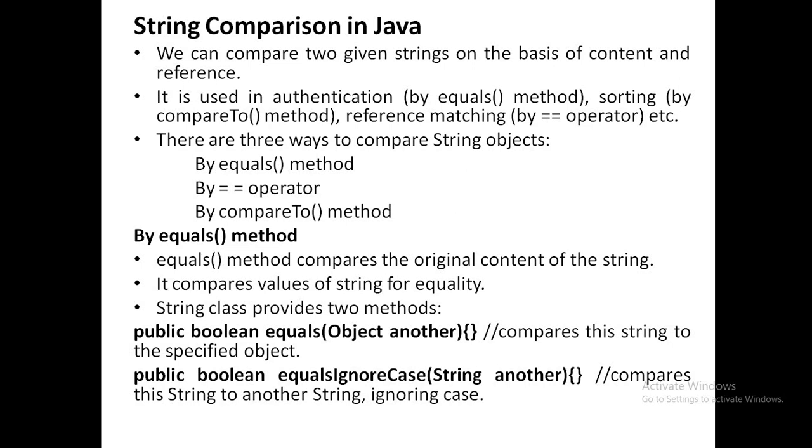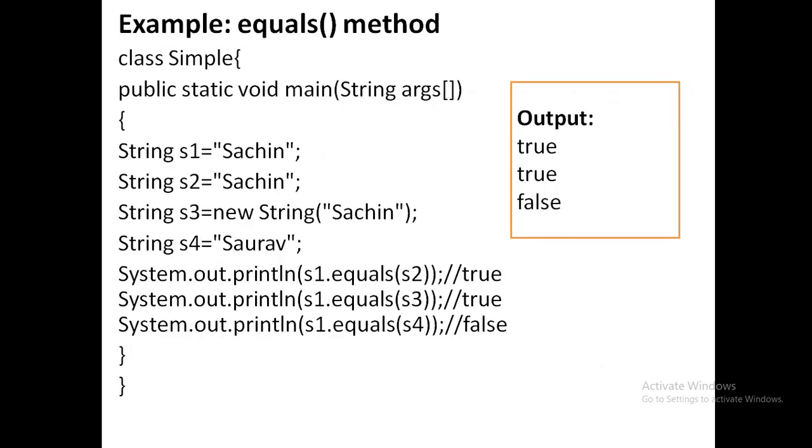It compares the value of the string for equality, and there are two methods for this. So equals, and within the arguments we have Object another, which compares the string to the specified object. And equalsIgnoreCase, where we have a String another, compares this string to another string, but the case difference is ignored.